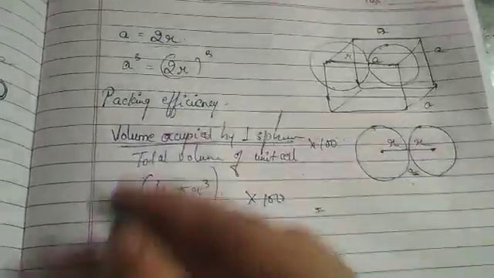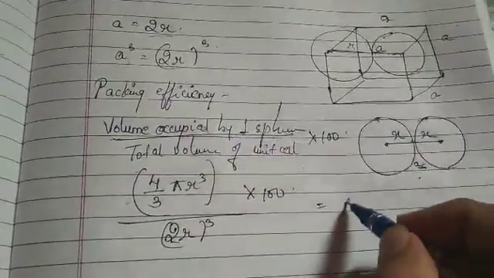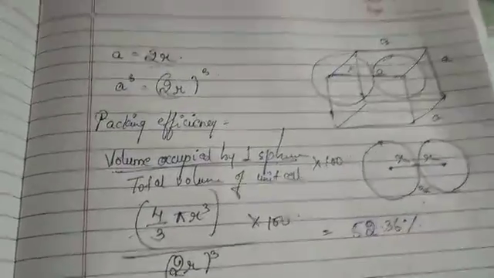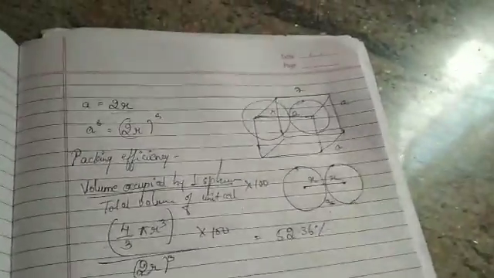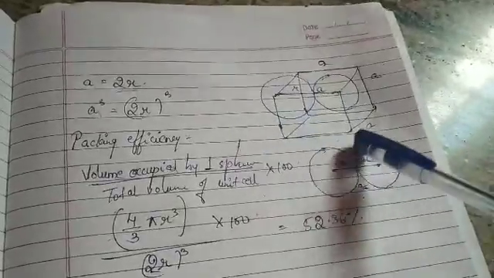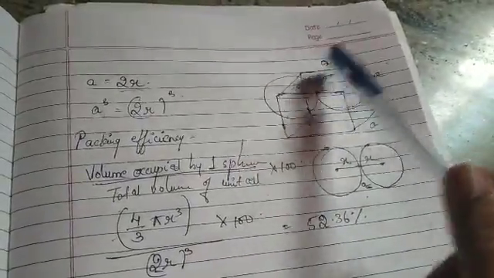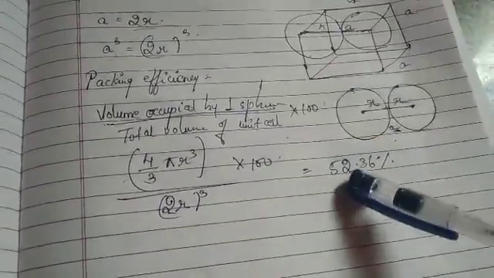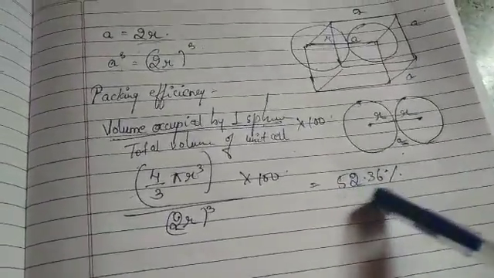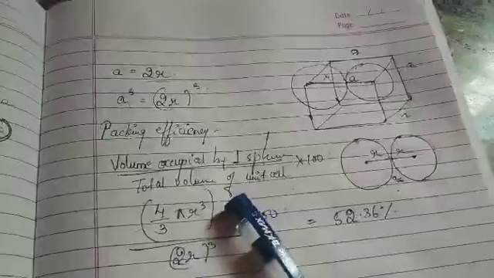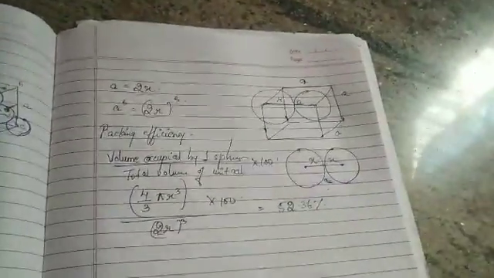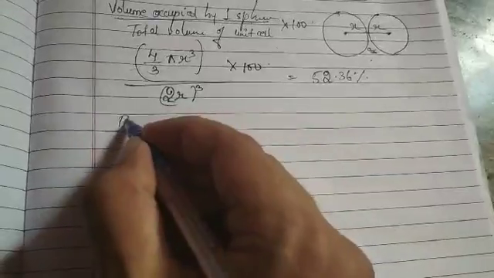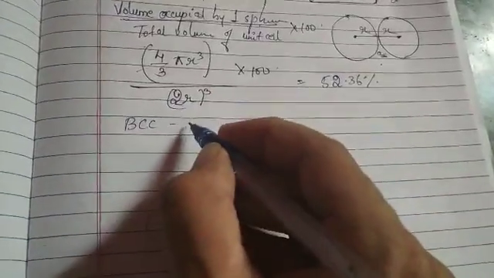So when you evaluate it, we are going to get the percentage as 52.36%. That means, when you are considering a simple cubic unit lattice, with atoms only at the corners, the total space covered by these atoms will be equal to 52.36%, which is the packing efficiency for your simple cubic unit cell. So what we have seen in the body centered cubic unit cell, we have got how much?